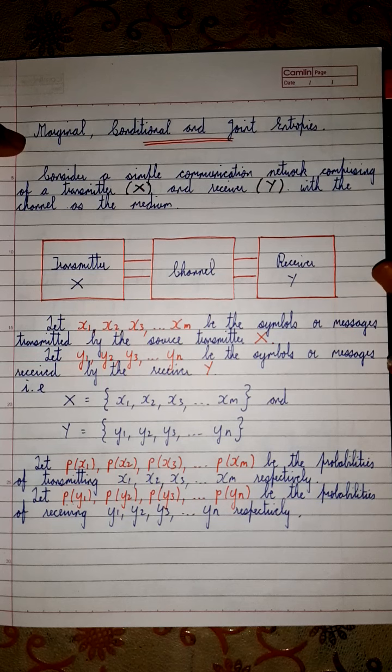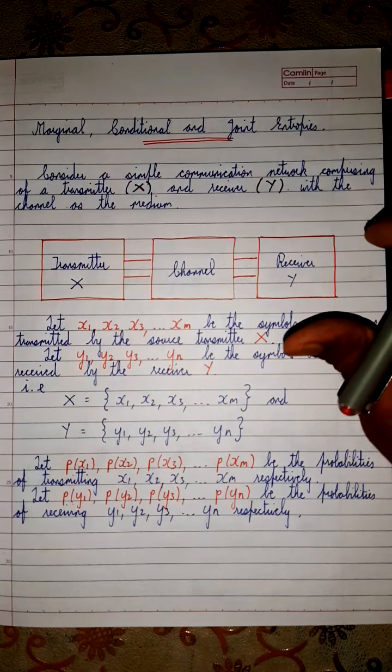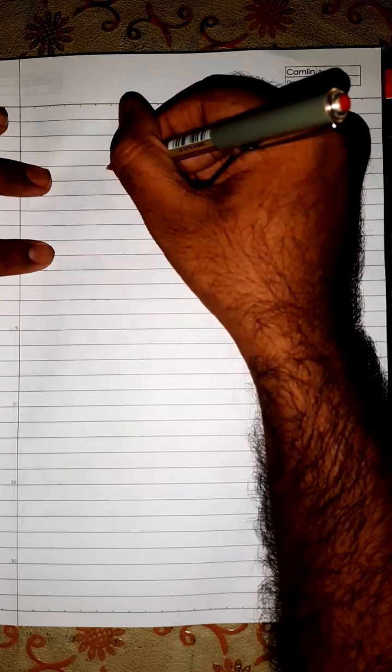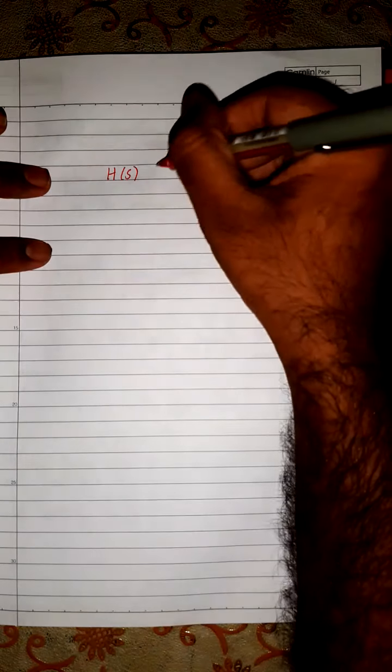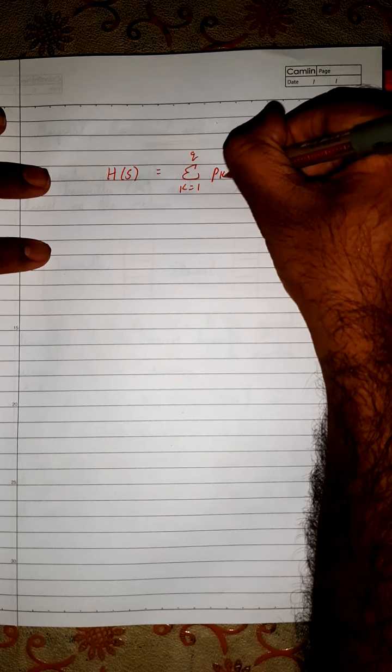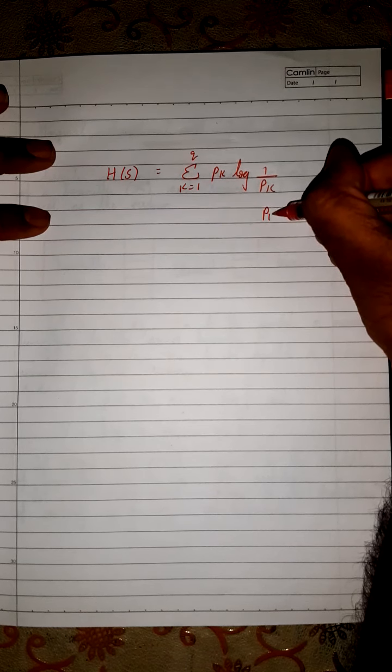Before coming into this derivation, I hope you all know what entropy is. We have learned what entropy is. The entropy of a source is defined as sigma k equals 1 to q of pk log 1 by pk. This is called the entropy of the source, or the average amount of information of the source, where pk represents the probability of a single event or a single message.